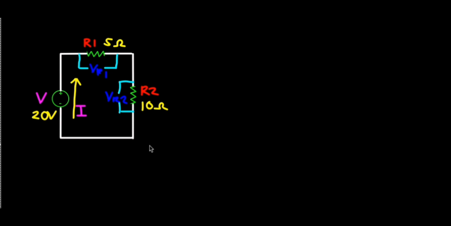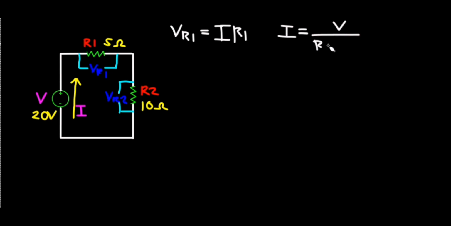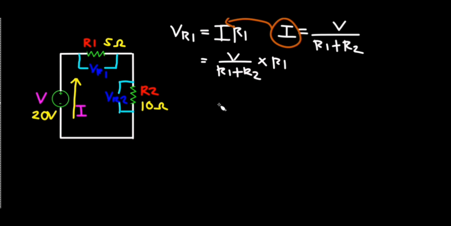To use the voltage divider rule in this circuit, first we have to know that VR1 is equal to the total current I, multiplied by R1. But I is equal to V all over the total resistance of two series connected resistors, R1 plus R2. The value of I can be substituted here in this equation. So VR1 is equal to V all over R1 plus R2 multiplied by R1. Simplifying the equation, it is equal to V times R1 all over R1 plus R2.